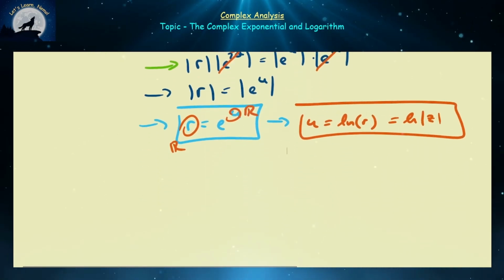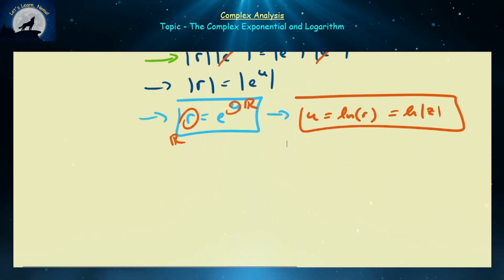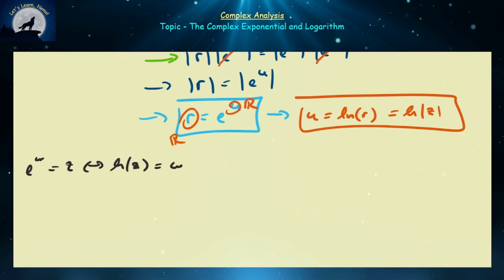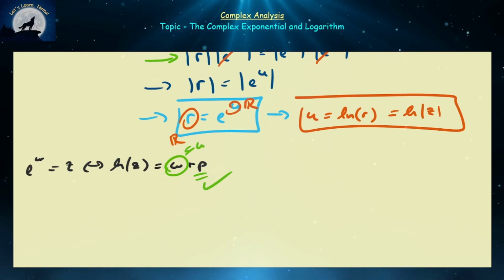So now that we know what u is for our particular statement, because we're trying to say, okay, if e to the omega is equal to z, then the natural log of z is equal to omega plus p. We're trying to figure out what omega is going to be equal to, because we already know what p is. Omega is represented as u plus iv. Now we know what u is, now we need to figure out what v is.